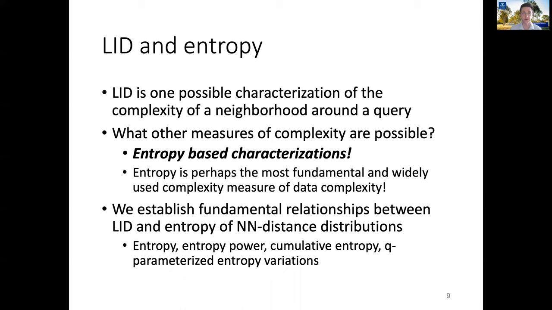So LID is one way to characterize complexity of a neighborhood and distances to neighbors around a query. A natural question to ask is what are some other ways of characterizing complexity? A very natural thing to think about here is an entropy-based characterization, given the classic role of entropy in computing and signal processing as a measure of data complexity. So what we do in this paper is explore connections between entropy of nearest neighbor distributions and LID in this setting where one has a query and we're looking at infinitesimally small distances from the query to its neighbors. We look at a number of variations of entropy power, something called cumulative entropy, and also variations based on a Q parameter.